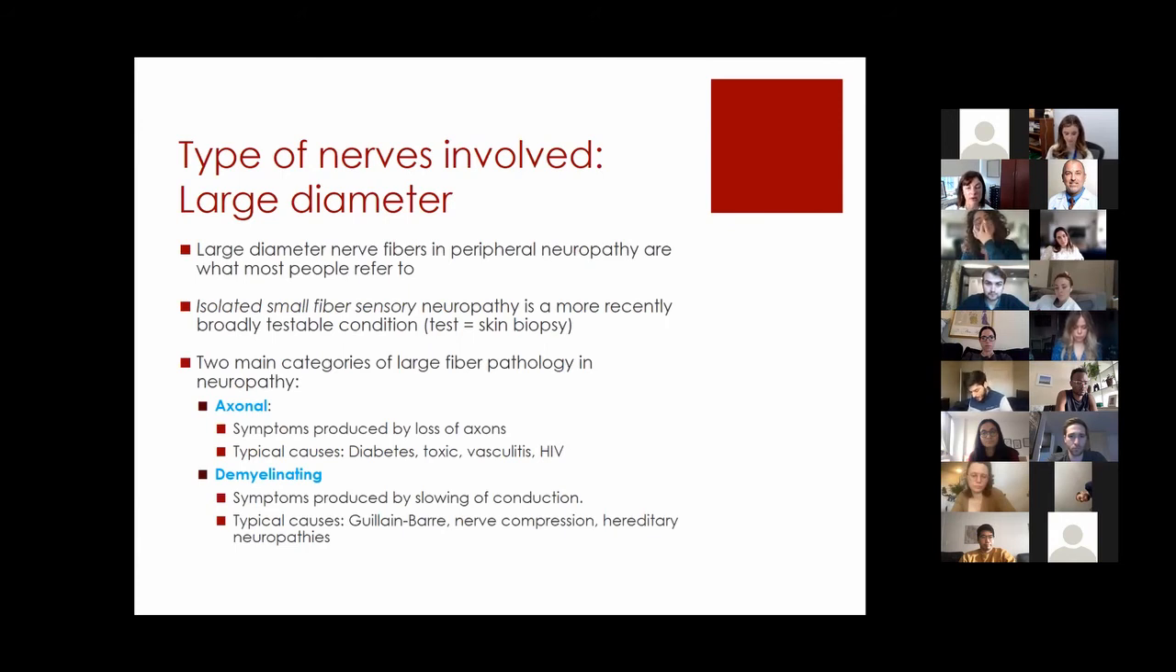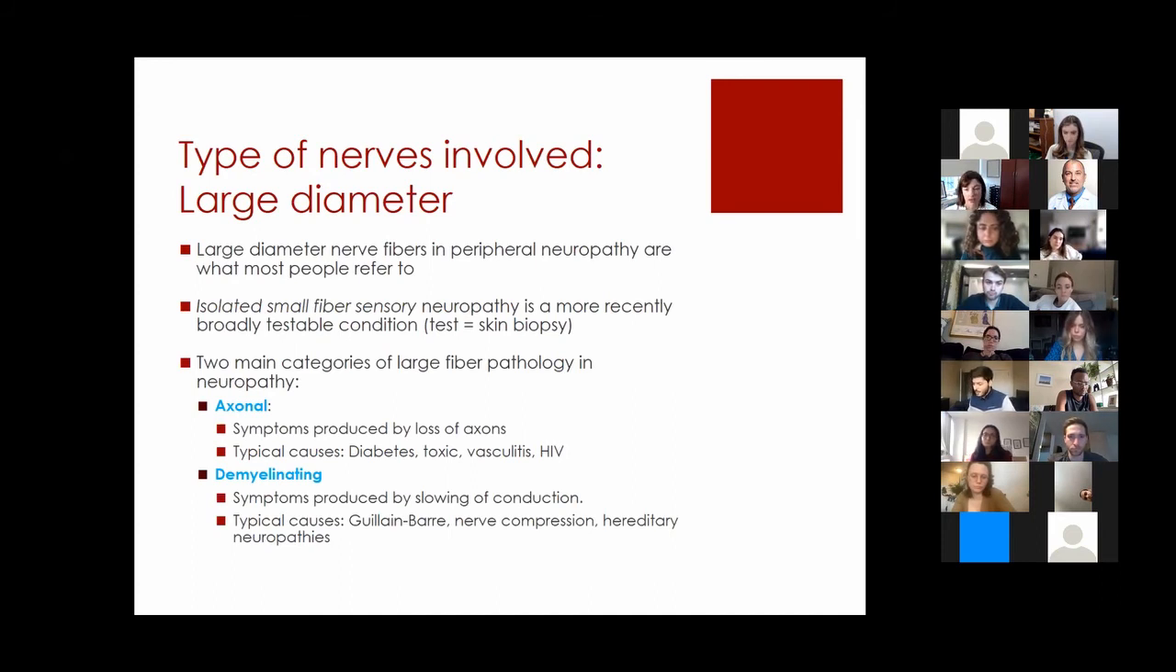And then large diameter, we break it down even more. Axonal neuropathies are the most common, and the most common cause is diabetes. Demyelinating neuropathies are relatively less common, but when we see them, it usually points us toward an autoimmune condition, which is important because it can have implications for treatment that we don't have as much in the axonal neuropathy realm. So it's important to make that distinction, and that's where EMG nerve conduction comes into play a lot of the time.